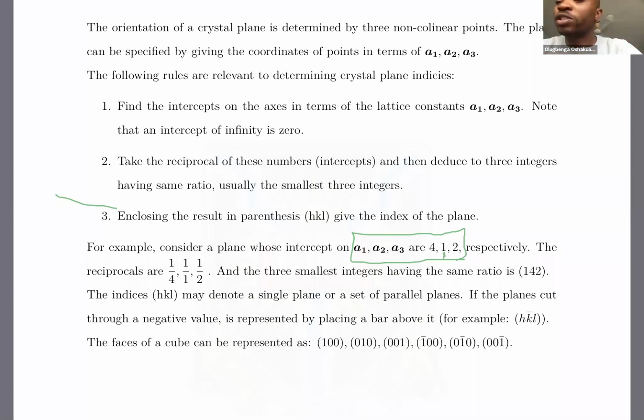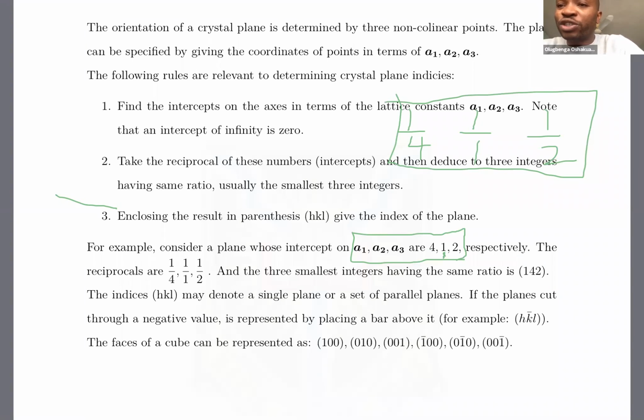We are imagining a sheet of paper cutting through points 4, 1, and 2 on A1, A2, A3. What is the address of that plane? We find the intercepts on the axes. The second thing we do is find the reciprocals, then we find 3 integers that have the same ratio as 1/4, 1/1, and 1/2.